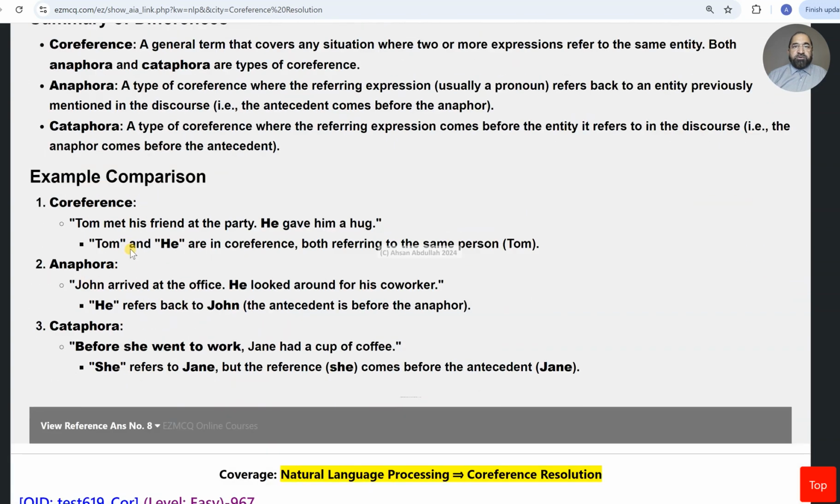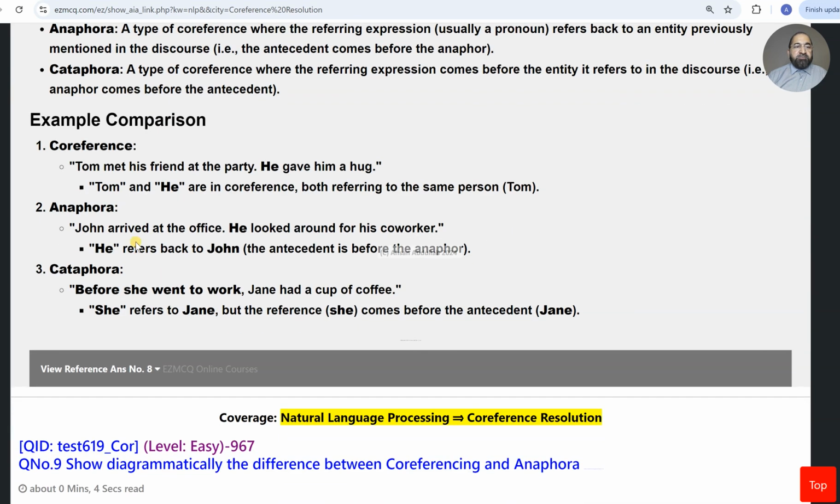And for further comparison, Tom met his friend at the party. He gave him a hug. Tom and he are the co-reference. Anaphora: John arrived at the office. He looked around for his co-worker. He refers back to John. I'm sorry about that. Yeah, he refers back to John.